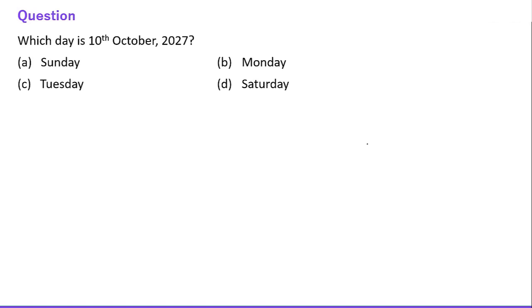Which day is 10th October 2027? See everyone, 21 and 27 have the same calendar. I repeat, 21 and 27 have the same calendar. How come? I'm showing you.